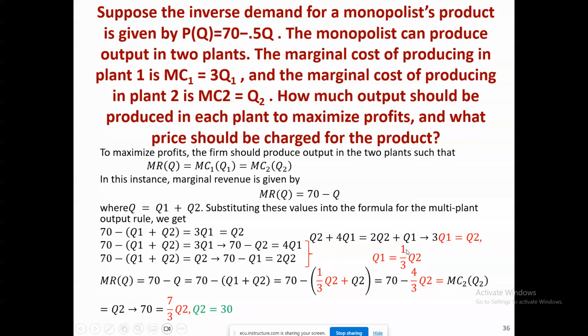Then, since 3Q1 equals Q2, Q1 equals a third of Q2. Then we write this marginal revenue with everything in terms of Q2. So Q1 can be replaced by a third of Q2. So 70 minus 4 over 3 Q2 equals the marginal cost of Q2, which is Q2. We move the negative term to the right-hand side and get 70 equals 7 over 3 Q2. Q2 is 30.